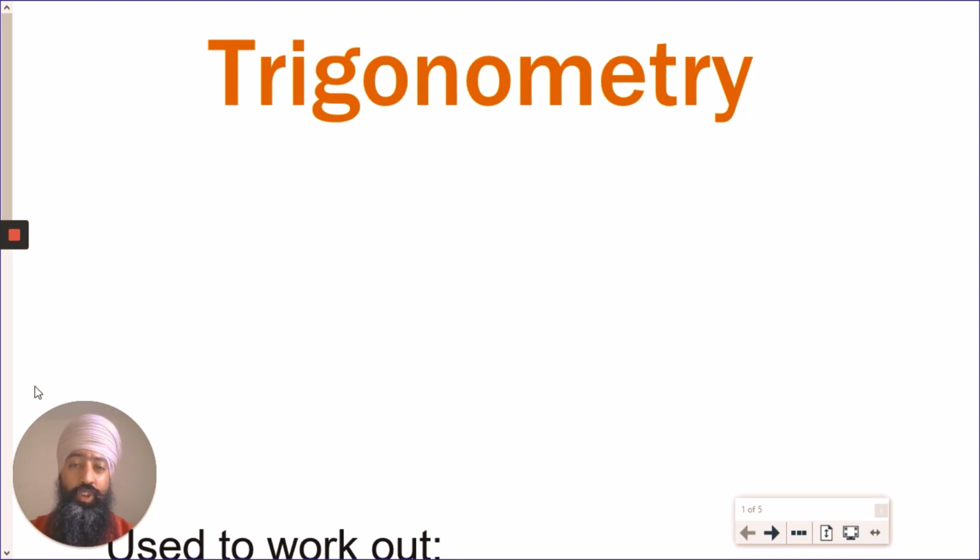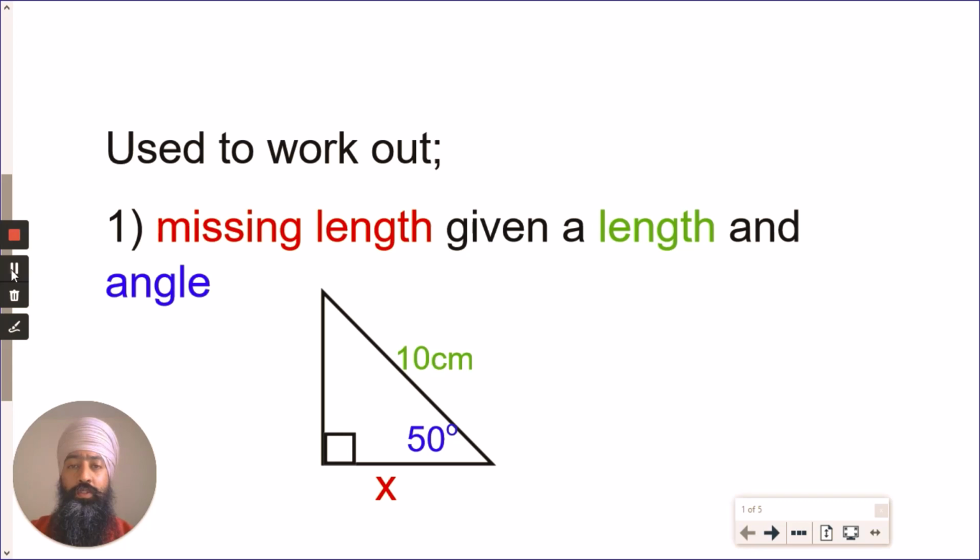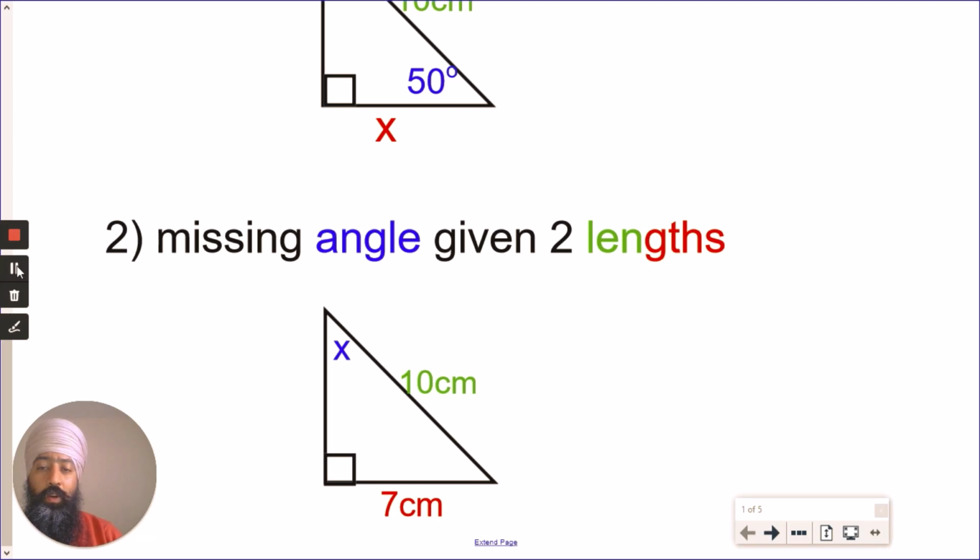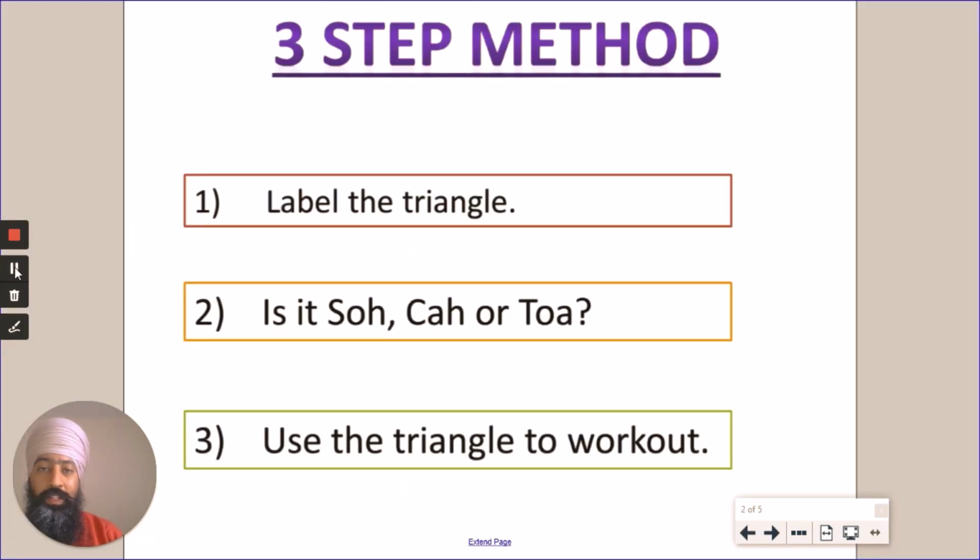We'll be looking at trigonometry, maths to do with working out missing angles and lengths in right angle triangles. When you use trigonometry in the foundation paper, you can use it in one or two ways. The first is to work out a missing length given a length and an angle, or to work out a missing angle given two lengths.